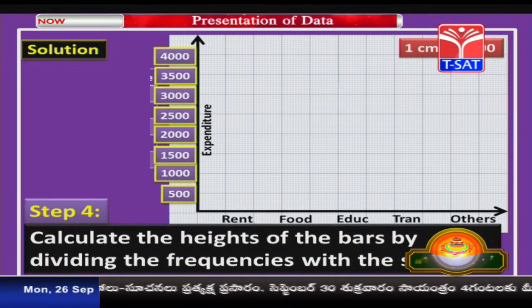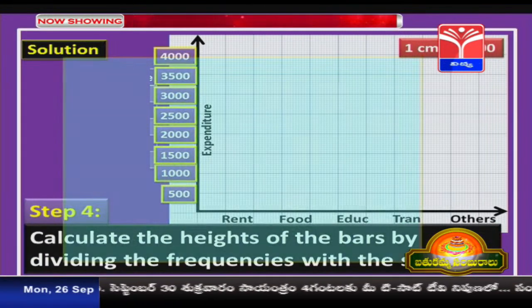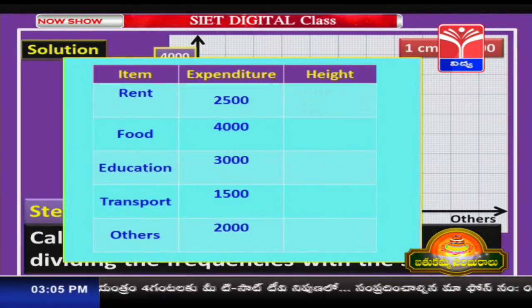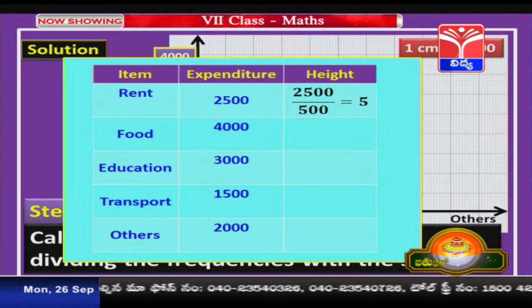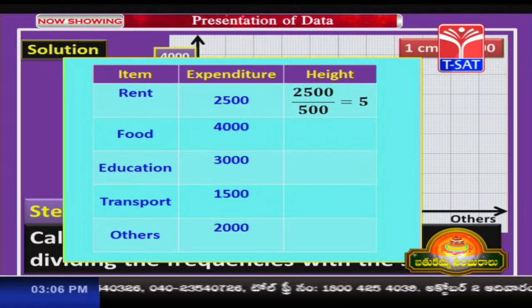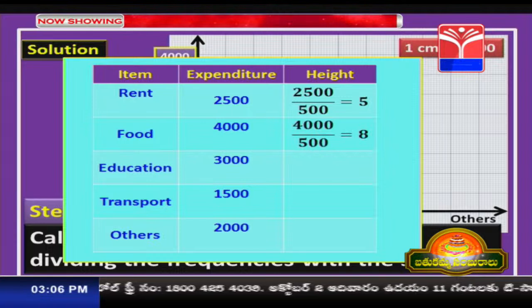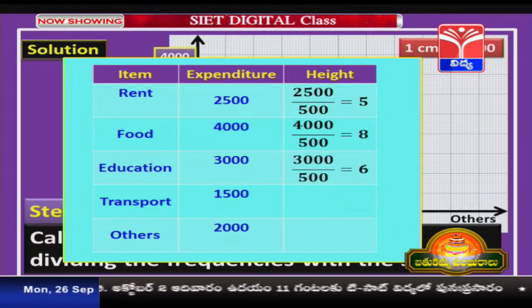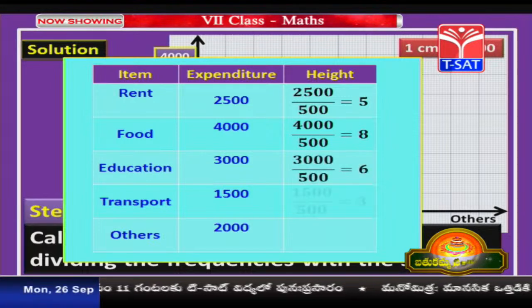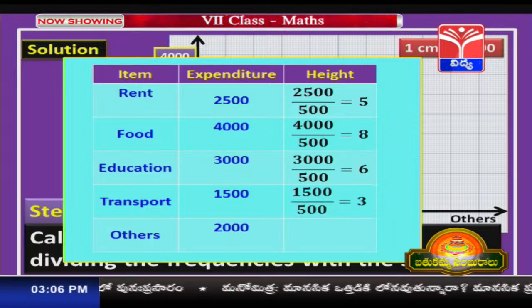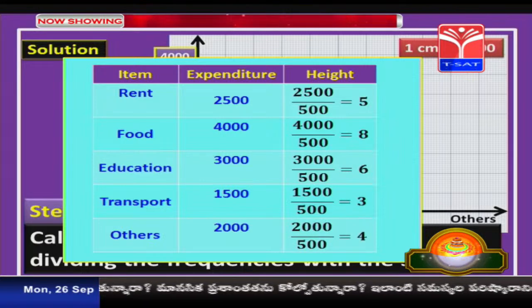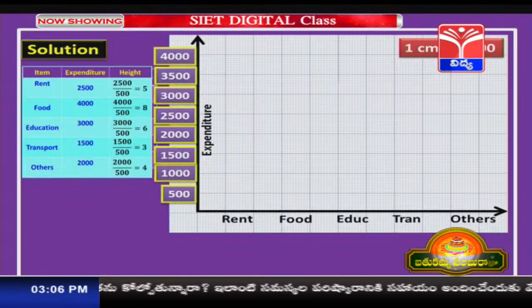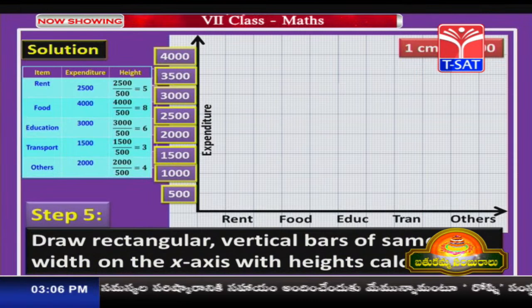Now, calculate the heights of the bars. How do we calculate? Yes, let us see. So, 2500 divided by 500, which is 5, then 4000 by 500, which is 8, 3000 by 500, which is 6, similarly 1500 by 500, so that is 3, and 2000 by 500, which is 4. Okay, children. Now, let us draw the bars on this x axis.